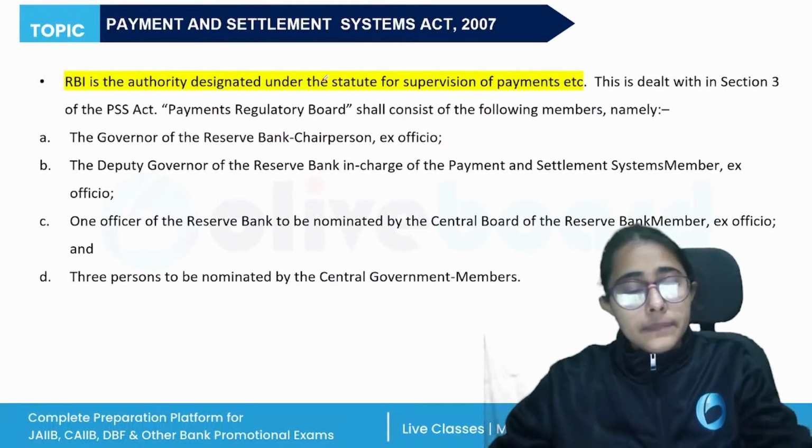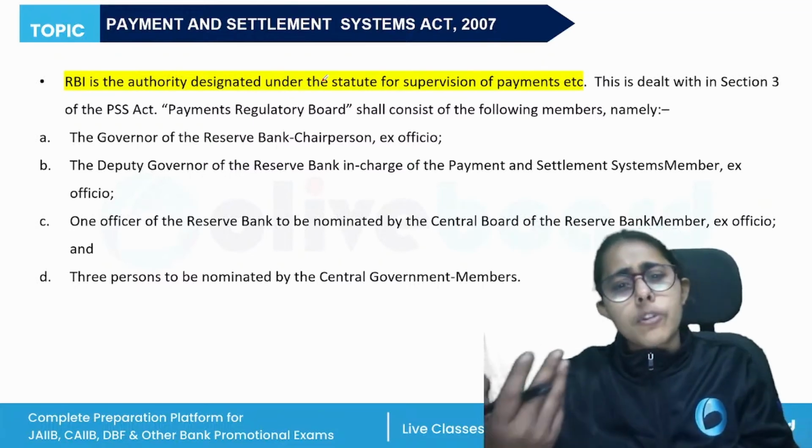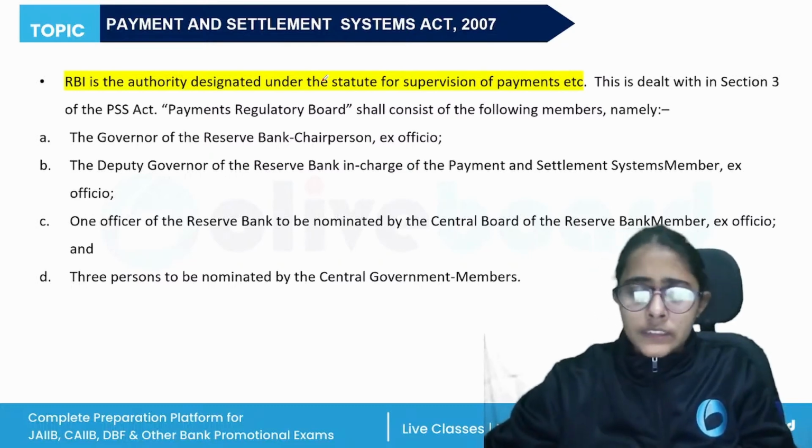This is section 2, which talks about the various definitions. Apart from that, the meanings of payment instruction, payment obligation, payment system, system participant, and trade repository are also given.